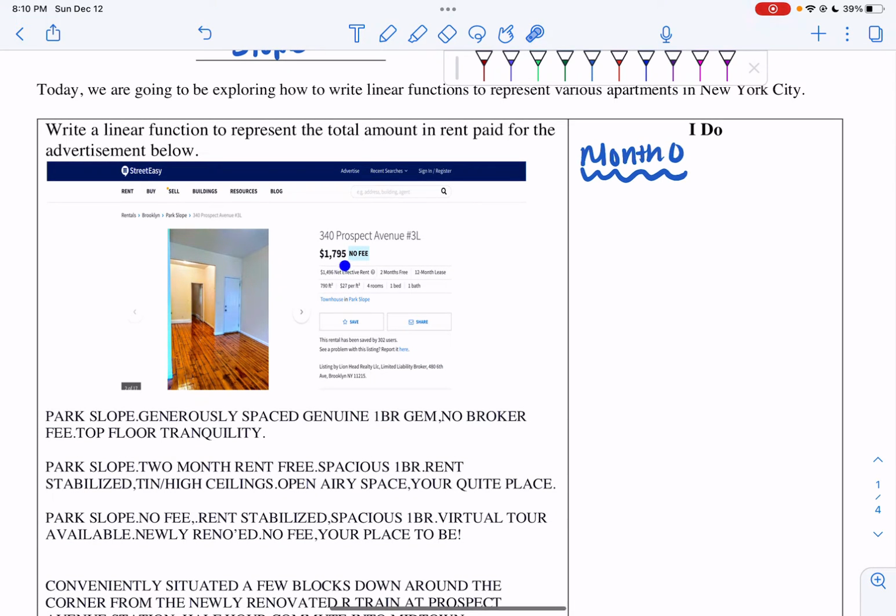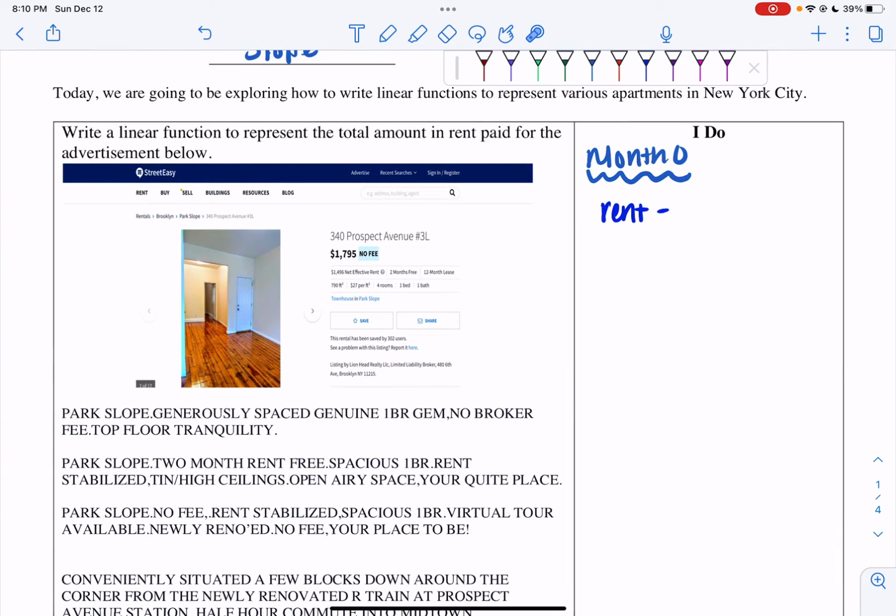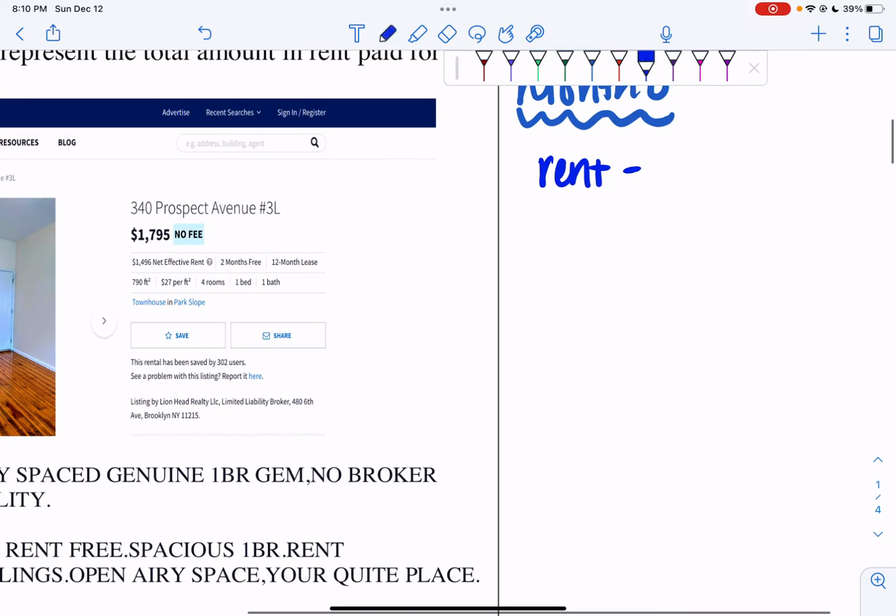If we look, this is a no-fee apartment. So when we have a no-fee apartment, we're only paying our first month's rent and a security deposit. Let's look at how much our first month's rent will be. Our first month's rent will be $14.96 because there is a net effective. We actually don't have to pay for 2 months. So we'll have $14.96 for our net effective rent. And then our deposit will be based off of how much we would be paying if there were no free months, so $17.95.